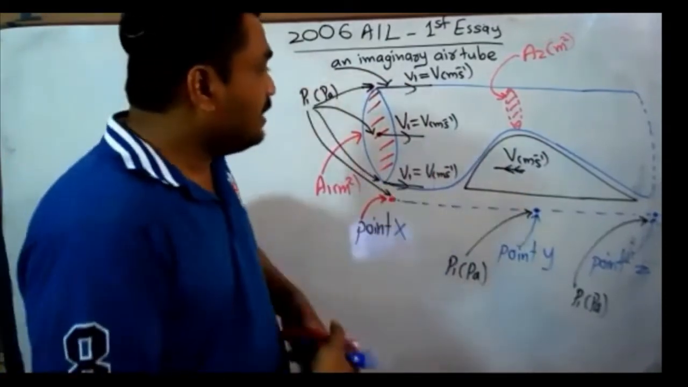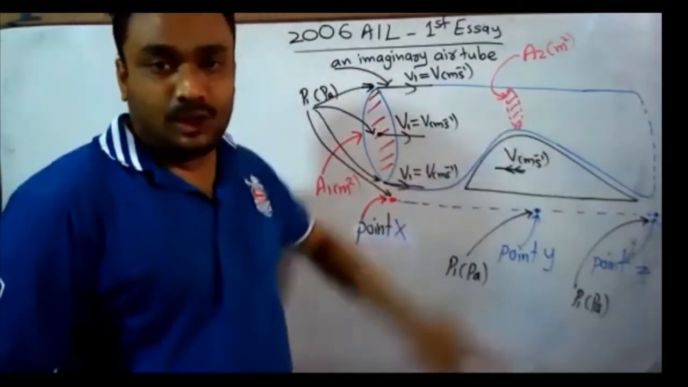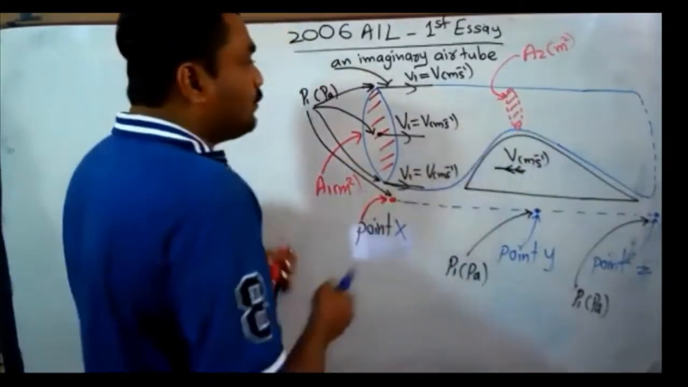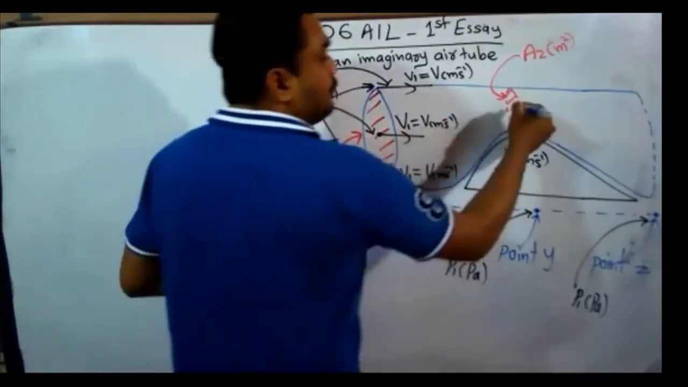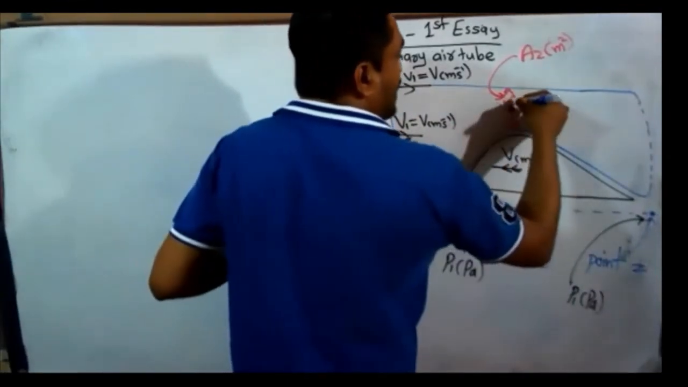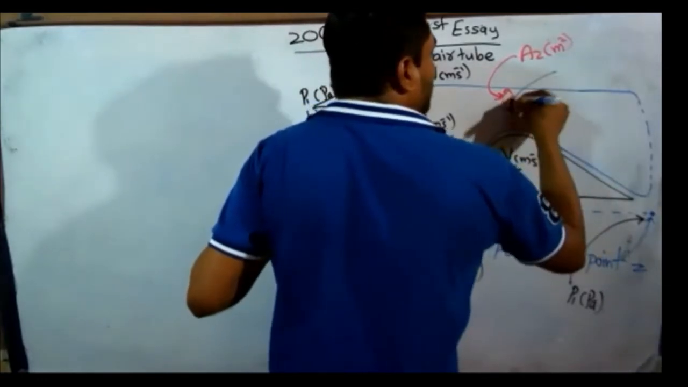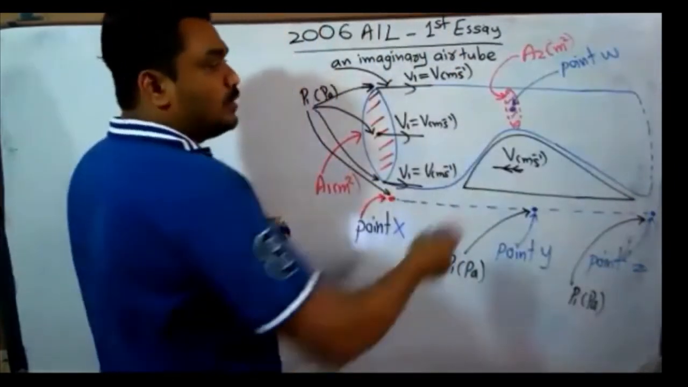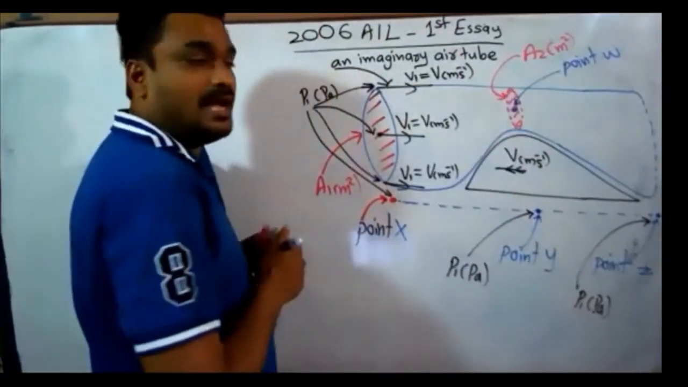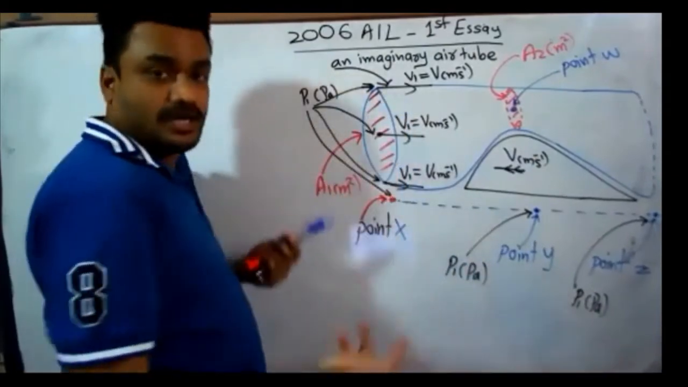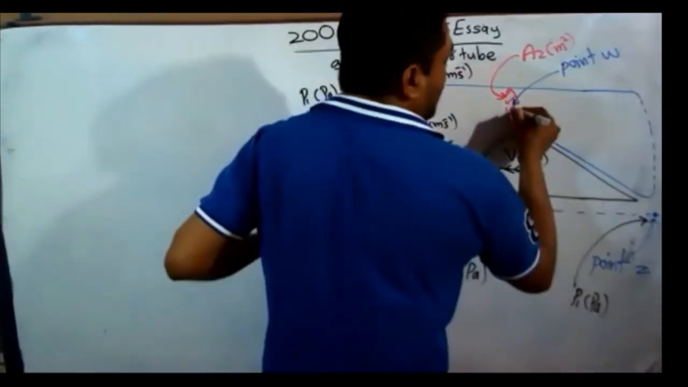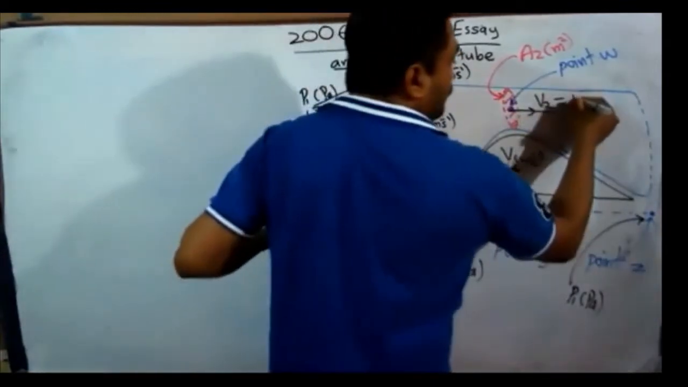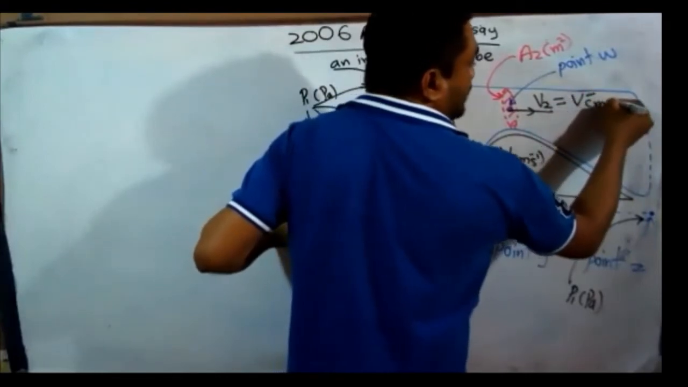But here, due to the bending of the imaginary air tube, you see the velocity is changed. So the velocity of air particles here and the velocity of air particles here. If I mark this as point W, the velocity of air particles at the point W and the velocity of air particles at X are not equal. So they may have a different velocity, something like V2. In the exam, they have given this V2 equals V dash meter per second.